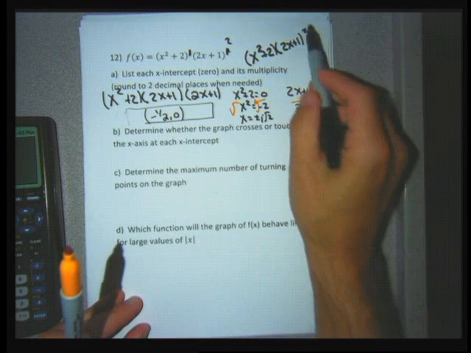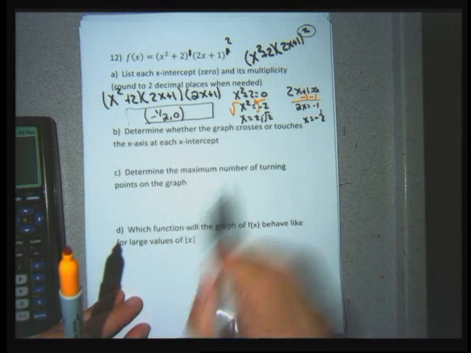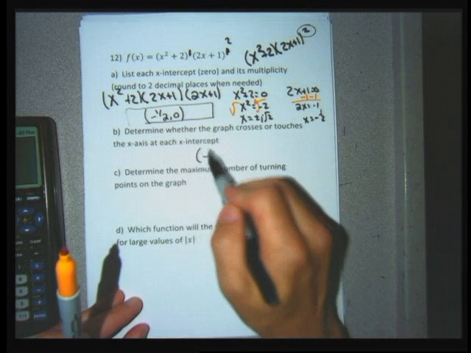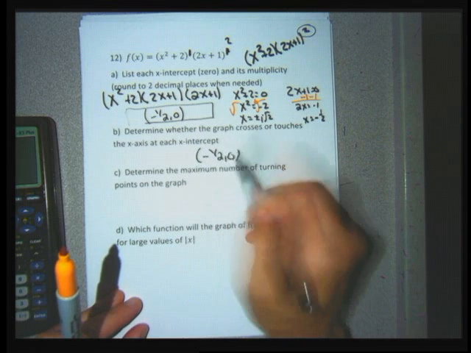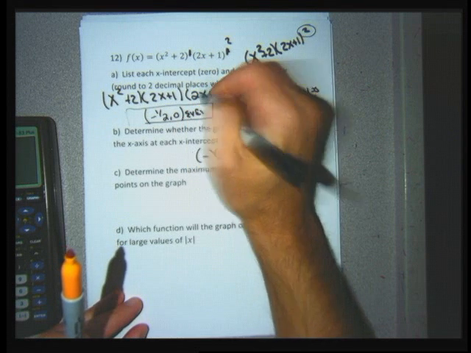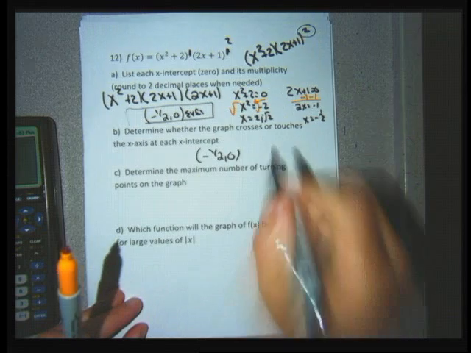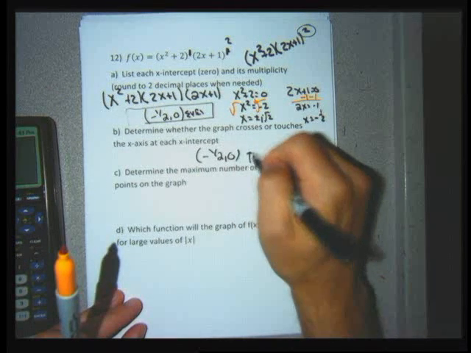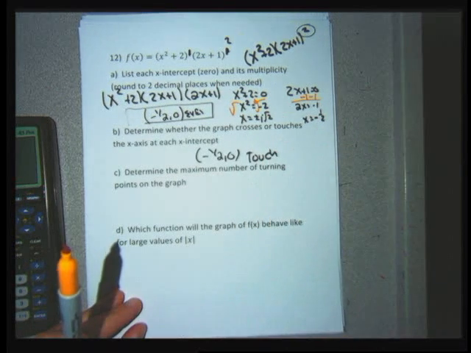The exponent from that 2x plus 1 was even, so the x-intercept of negative 1/2, 0 had even multiplicity. I don't know if I wrote the multiplicity on the last ones as I did. It's going to touch but not cross the x-axis there.